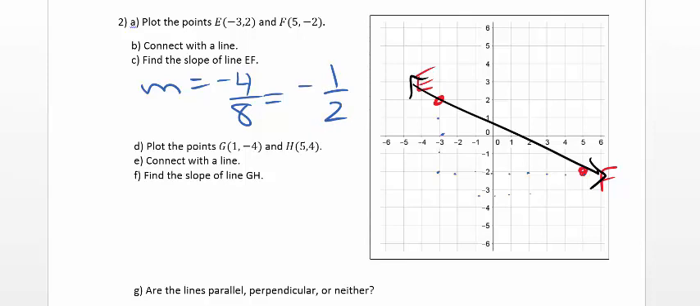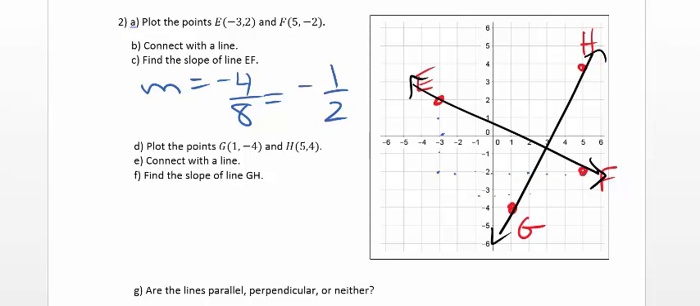Now in part D, I'm going to go ahead and plot the points for G and H. G is (1, -4), so go to the right 1, 2, 3, 4. This is where G is going to be. And then H is 1, 2, 3, 4, 5 to the right and up 4: 1, 2, 3, 4, and this is H. Now I'm going to go ahead and take my straight edge and connect those points.